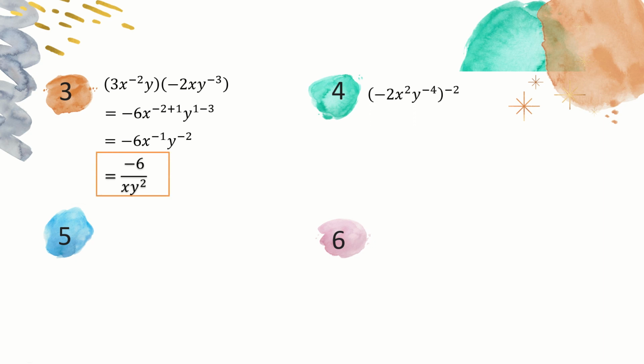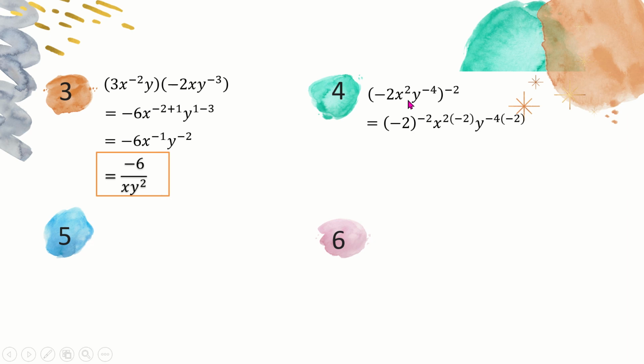Number 4. Ang exponent diri kay negative 2 sa gawas. So, ang naa sa parentheses, negative 2x squared, y negative 4. The whole expression is raised to negative 2. So, what shall we do? Okay. Based on the power of a product, gidistribute nako ang negative 2 nga exponent gawas sa parentheses ngadto sa sulod. So, ang negative 2, doon ay negative 2 exponent.